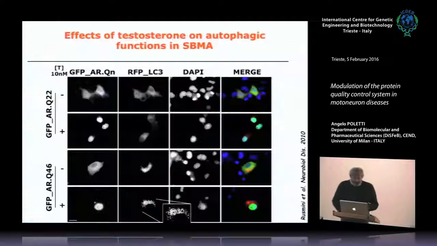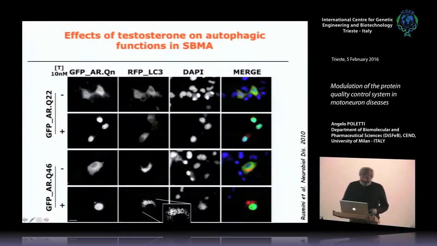What happened in our cells? This is wild type, so I cannot spend time on that. This is the condition in which we have the androgen receptor minus testosterone, non-toxic version, proteasome impairment, if you remember, and we have a mild activation of autophagy. Then you can note the punctate staining of LC3. I'm not showing you that, but there is also an increase of LC3 mRNA and an increased level of protein.